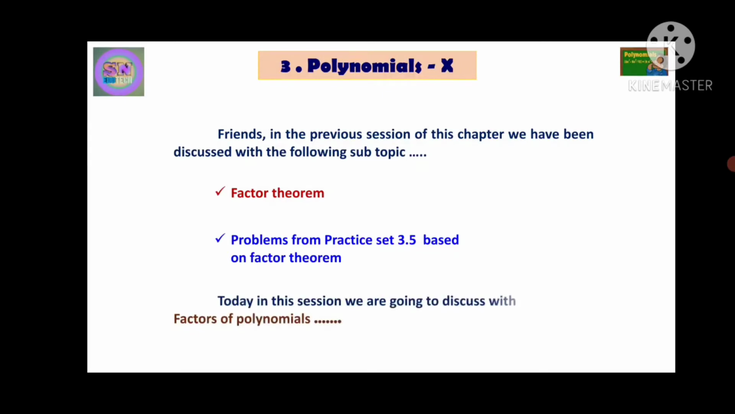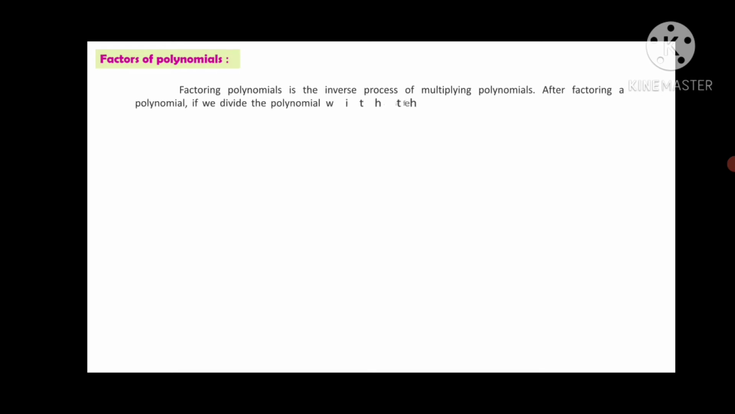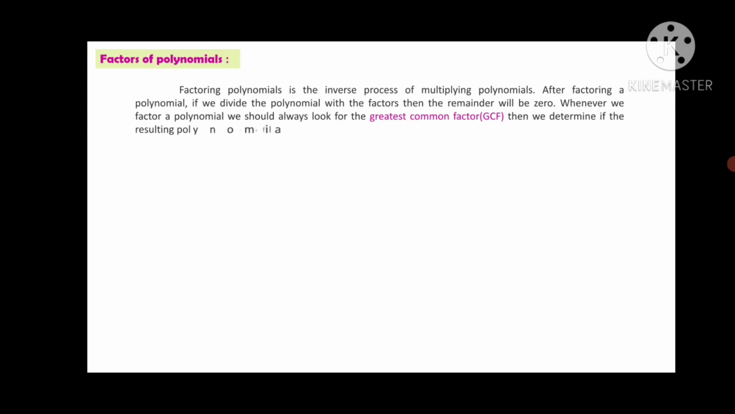Friends, today in this session we are going to discuss factors of polynomials. Factoring polynomials is the inverse process of multiplying polynomials. After factoring a polynomial, if we divide the polynomial by the factors, then the remainder will be 0. Whenever we factor a polynomial, we should always look for the greatest common factor, GCF. Then we determine if the resulting polynomial factor can be factorized again.